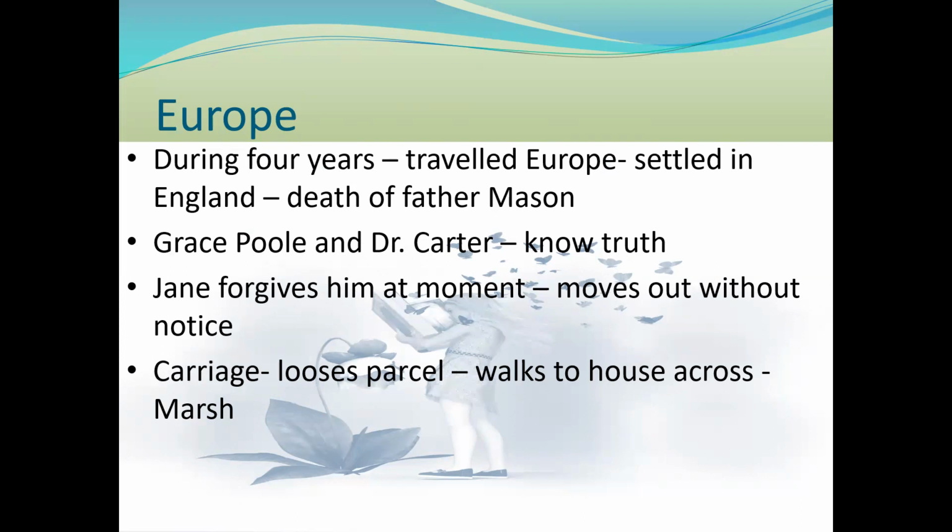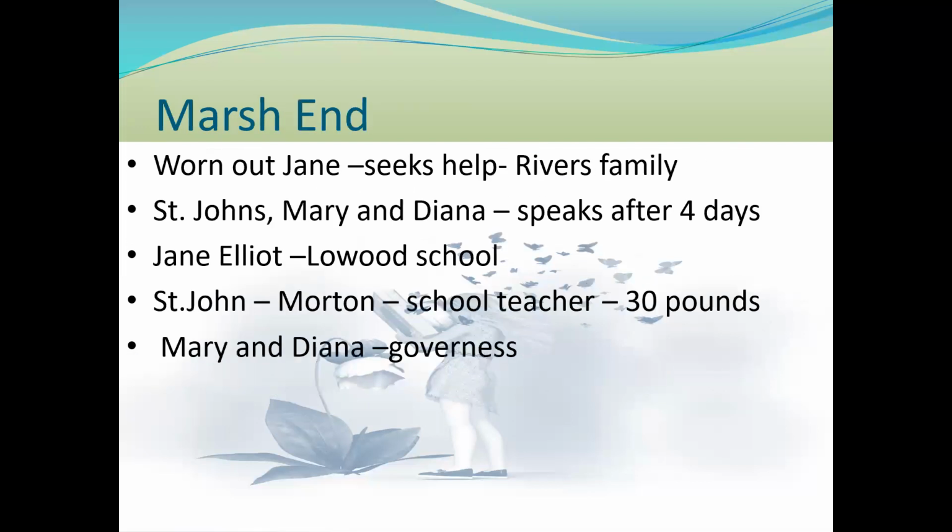After hearing all this story, Jane decides to leave Rochester because she feels she cannot be a mistress. She leaves that day and night without informing anybody. This shows that Jane has a sense of morality. Jane aimlessly walks and reaches Marsh End.